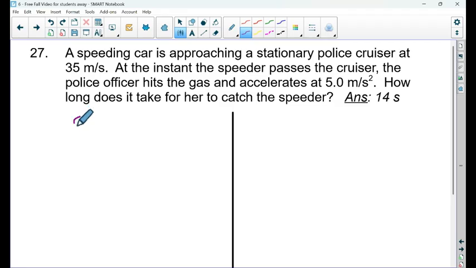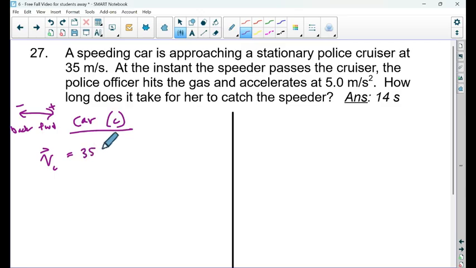For the car, I'm going to use the subscript C. The speed of the car, I should pick directions. We're going to say forward for both of them is the same. Forward and back. Forward we'll call positive, back we'll call negative. Speed of the car is a constant 35 meters per second. Positive because it's going forward. Displacement, we don't know. I don't need to write the displacement of the car because we know their displacement will be equal at the point we're interested in. Time when they meet, I don't know.